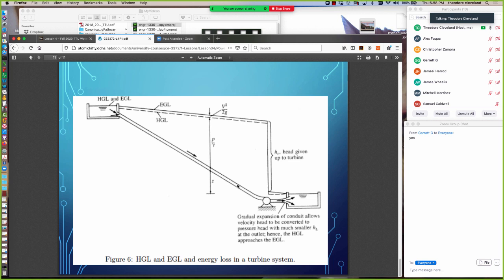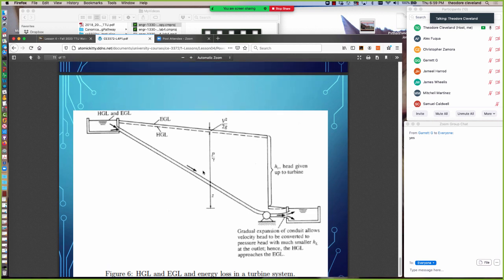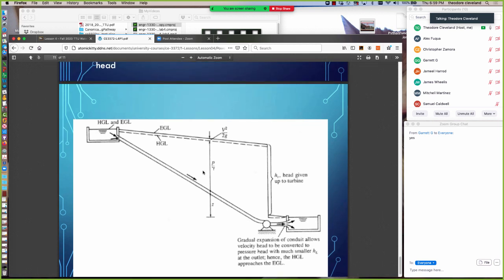And energy grade lines and hydraulic grade lines have a couple of practical uses. One of them, probably less practical, is that given an energy grade line and a hydraulic grade line, but not much information about what the hydraulic system is, you can infer changes in slope, changes in diameter, and various hydraulic components that are installed in a pipeline system from knowing what the energy grade line is.